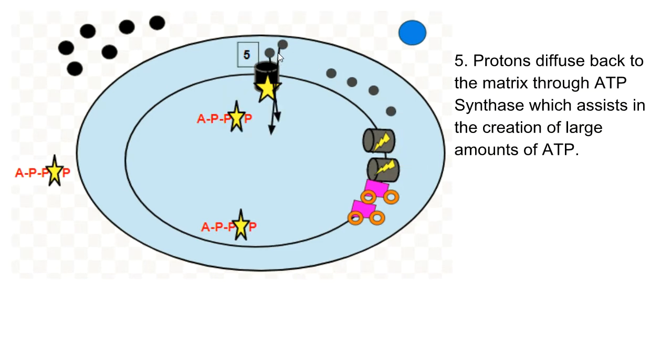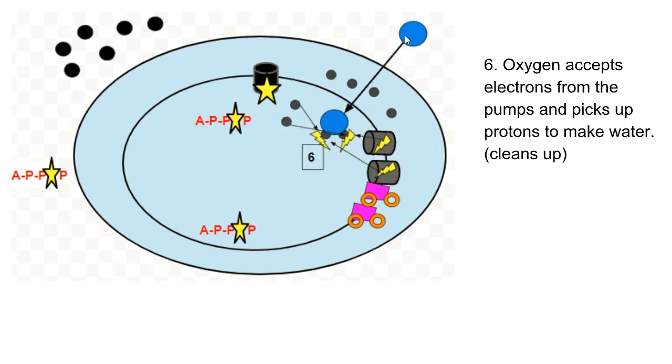Then they're going to come back and they're going to diffuse back in, but they diffuse through ATP synthase. As they diffuse back in, we get a tremendous amount of ATP. The vast majority of the ATP is created at the end of the electron transport chain. Now, in order for this process to continue, we need to clear off these electrons from the pumps, and oxygen is going to help do that. So oxygen is going to accept the electrons and some protons, and this now makes water. So we say oxygen cleans up and makes water. It takes the electrons and the protons. And that's basically it. I think it's less complicated than photosynthesis.